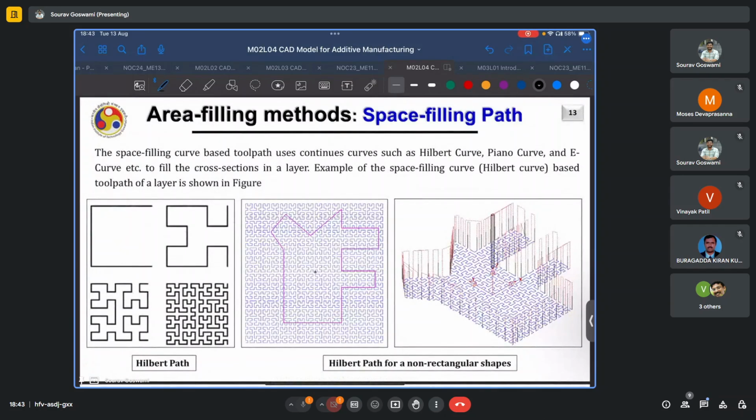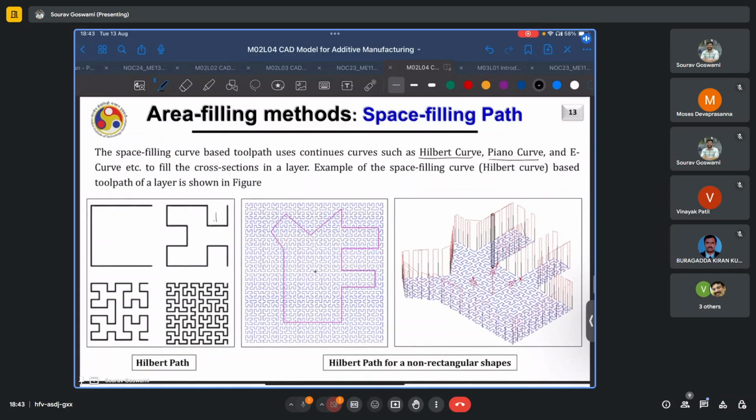A more novel technique is the space filling path, which uses some optimized curves, such as the Hilbert curve, Peano curve, to fill cross sections in a layer. Some examples are also illustrated below. And what these achieve is that the offset is always constant. The number of lifts is minimum, and often it may be planned such that even the heat accumulation is at a minimum.